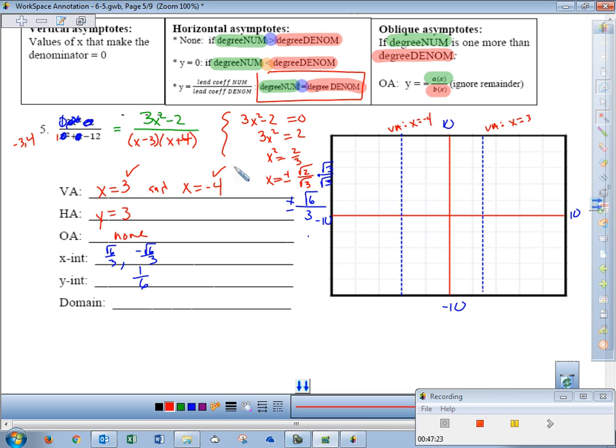I have a horizontal asymptote at y equals 3. I will graph him. So 2, 3. Got my horizontal asymptote there at y equals 3. Right? I got him.